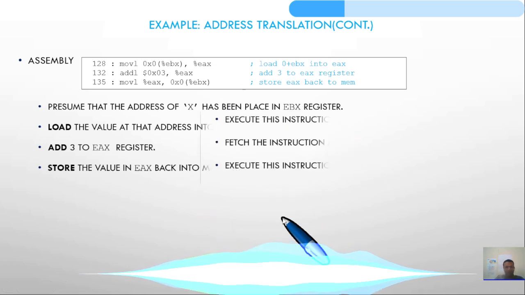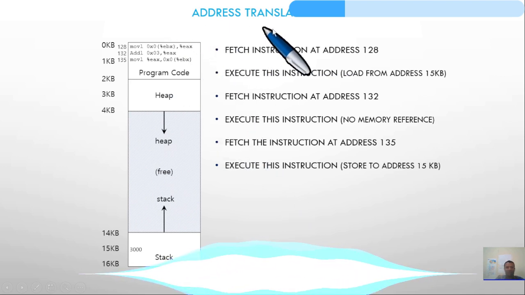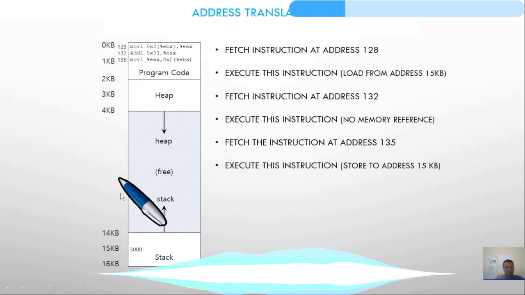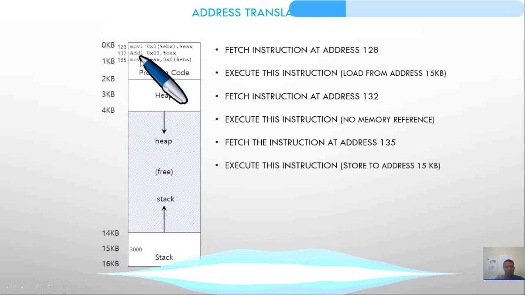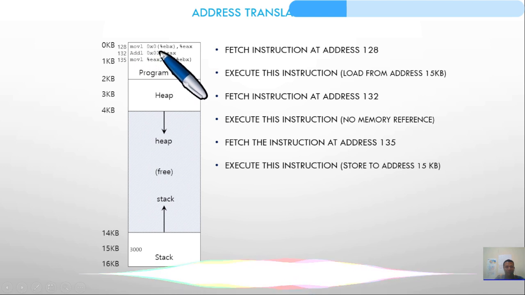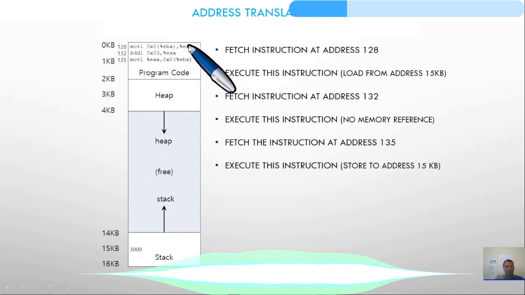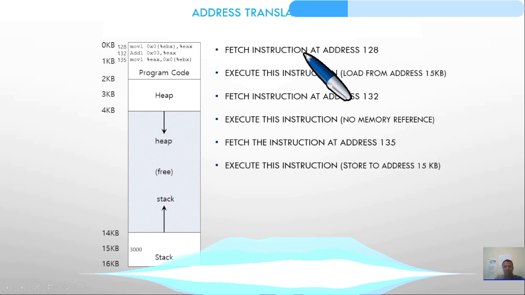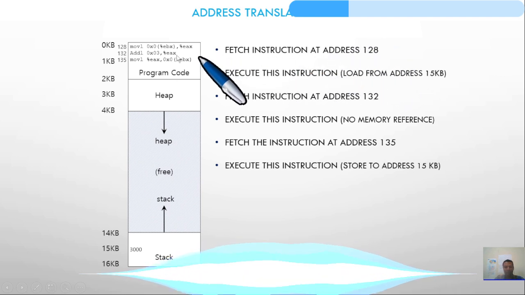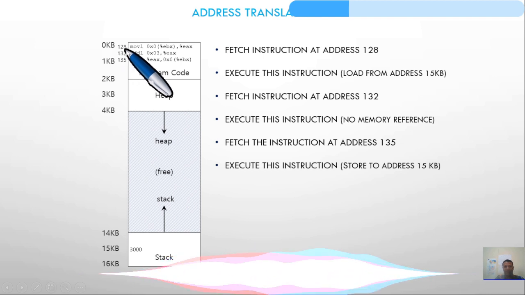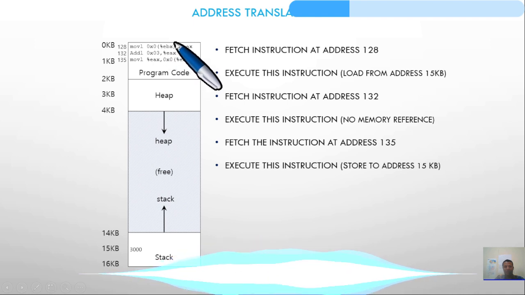I hope you understand. So as you can see here in address translation, this is the virtual memory, 16 kilobytes, and the three program instructions are here: move 100 from EBX to EAX, then add 3 to EAX, then move EAX to EBX. What it does is fetch the instruction at address 128. This is the first instruction, and it will fetch the value of EBX into EAX.